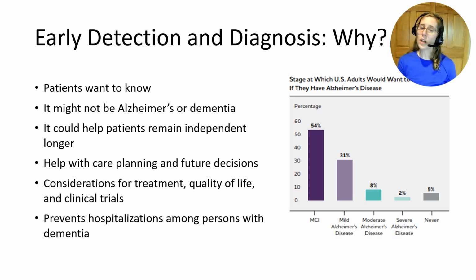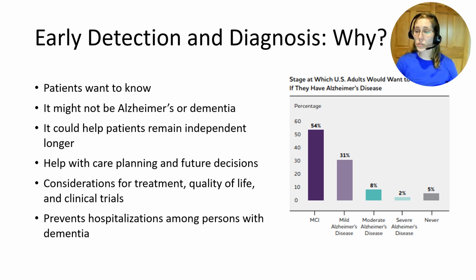Okay, so moving on past symptoms, now let's discuss early detection and diagnosis. First things first, the elephant in the room. Why might we even go down this path? Why might we even want to detect and diagnose dementia, particularly when it's very commonly known that we don't have a cure? We don't have a cure for Alzheimer's and we don't have a cure for dementia.